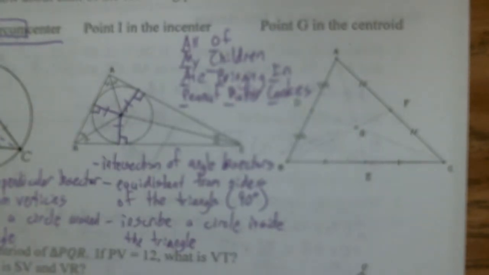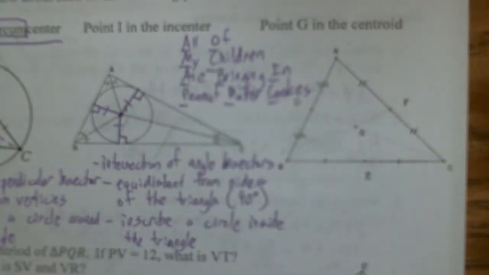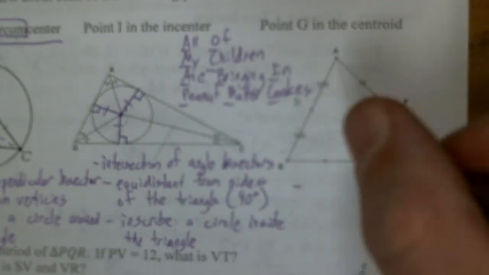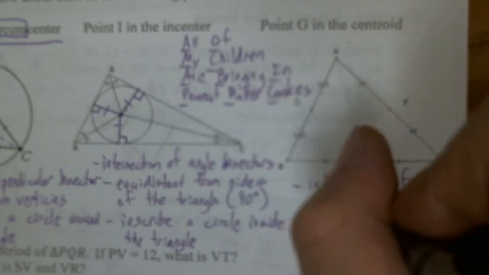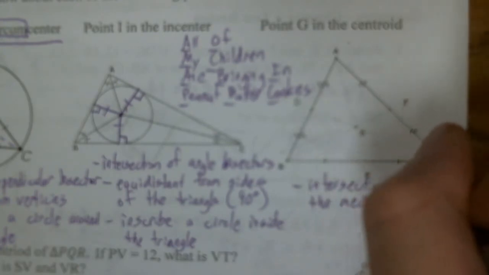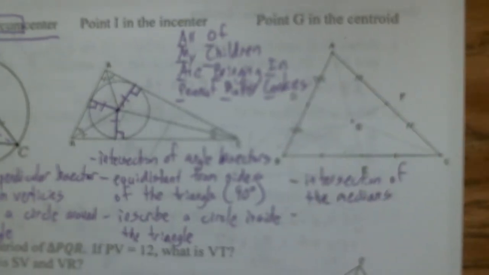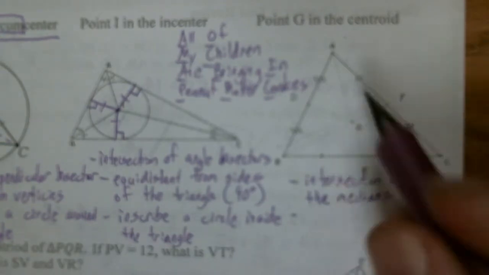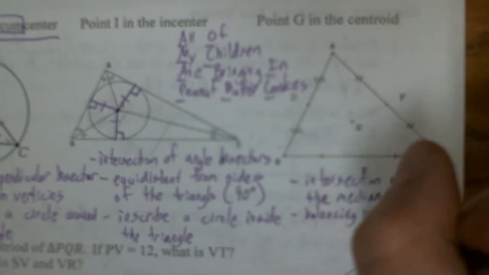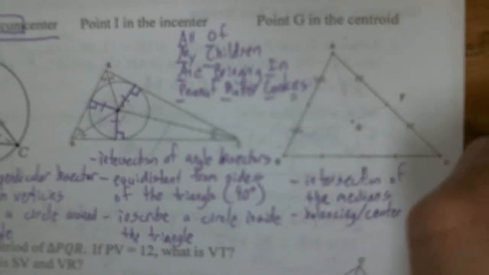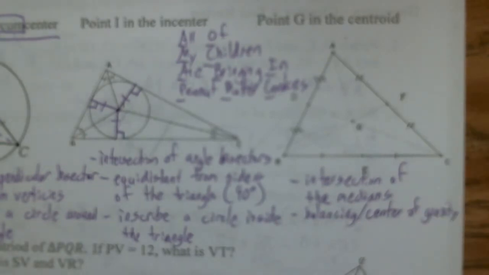All right, centroid. M for medians, C for centroid. This is the intersection of the medians. What else do we know about the centroid? The one thing we said is that this is the center of gravity, or balancing spot. I'll just put balancing / center of gravity. We did the little pencil thing, the little glass and straw.